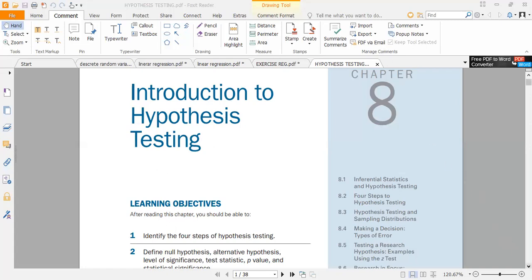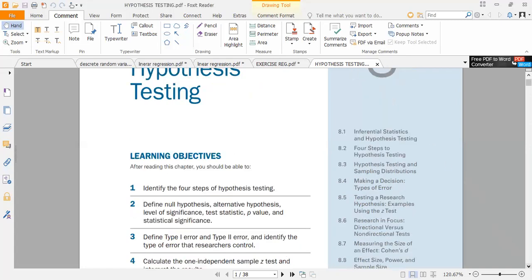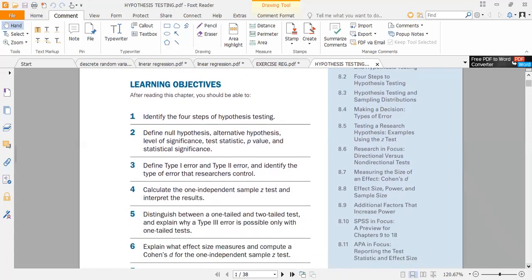In this class, by the time I'm done, you should be able to identify the 4 steps that are involved in hypothesis testing. You should be able to define what the null hypothesis is, what the alternative hypothesis is, what a level of significance, a t-test, a p-value, and a statistical significance imply. Further, I will explain the 2 types of errors that we have, the type 1 and type 2 error, and how to identify them.